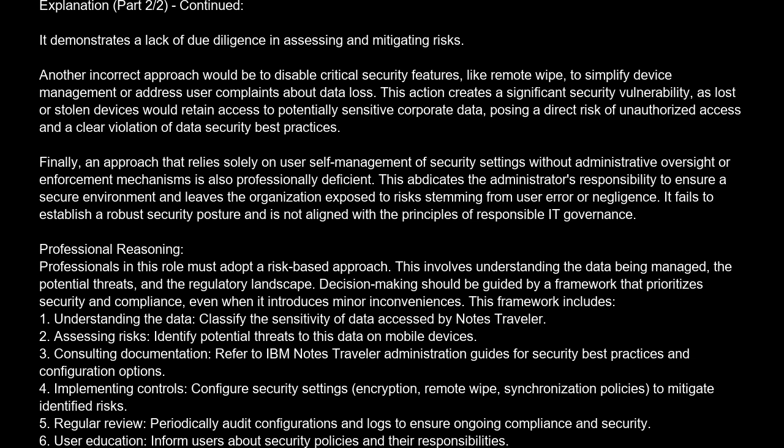2. Assessing risks. Identify potential threats to this data on mobile devices. 3. Consulting documentation. Refer to IBM Notes Traveler Administration Guides for security best practices and configuration options. 4. Implementing controls. Configure security settings, encryption, remote wipe, synchronization policies to mitigate identified risks. 5. Regular review. Periodically audit configurations and logs to ensure ongoing compliance and security. 6. User education. Inform users about security policies and their responsibilities.